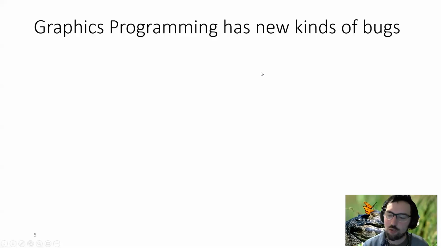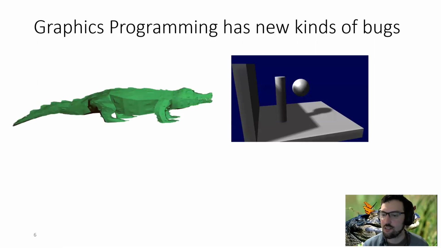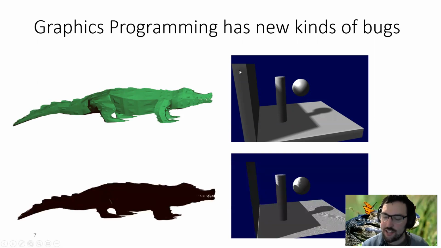In particular, graphics programming introduces new kinds of domain-specific bugs. When I went to go write some simple graphics programs, say a lighting model on the left and a shadow on the right, what I instead got was something that looked like this. In each of these examples, it's clear that something went wrong, but figuring out what went wrong is a challenge.